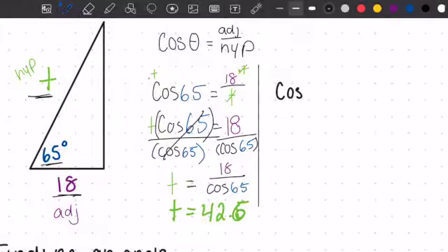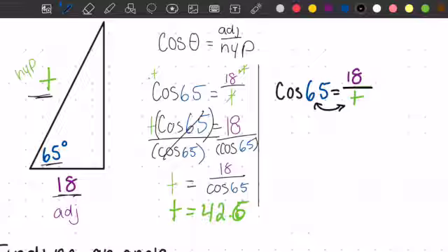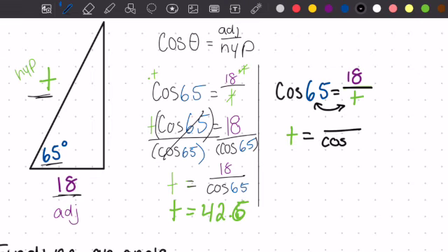Okay. Now, the cheater's way to do this. So if I am left with cos 65 equals 18 divided by t, what I can really just do, and this is the cheater's way, is just swap my cos 65 and t. So all you need to remember is that when your variable's in the denominator, you're going to switch it with your cos or your tan or your sine. So it would look like t equals 18 divided by cos 65.